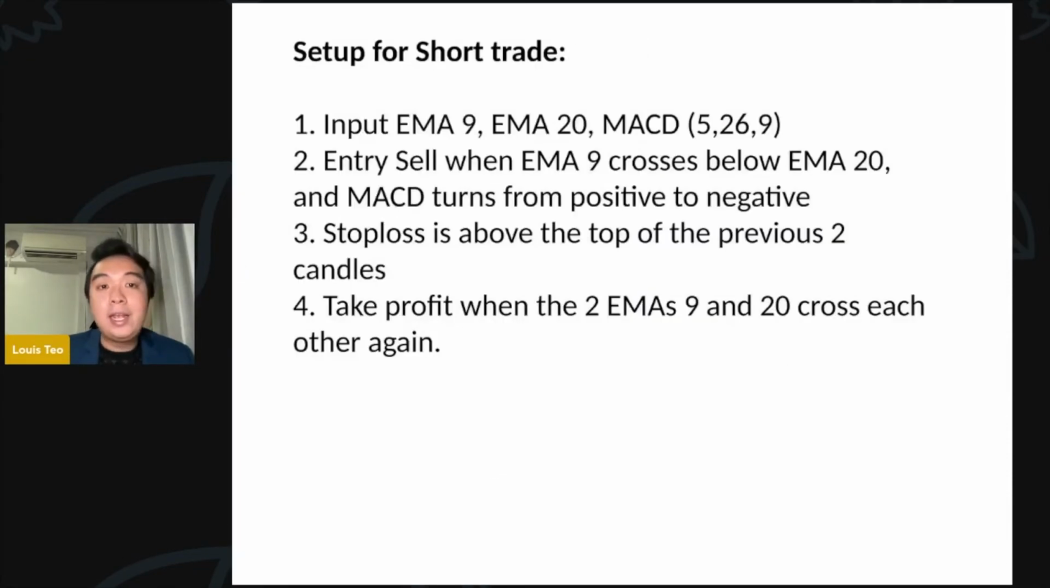Next we have the short trade. We'll input our EMA 9, EMA 20, and MACD similarly. For the condition to be fulfilled, EMA 9 must cross below EMA 20, and the MACD must turn from positive to negative. Stop loss is essentially the opposite. Our stop loss will be above the top of the previous two candles, and we'll take the profit when the two EMAs 9 and 20 cross each other again, basically when EMA 9 crosses above EMA 20 again.